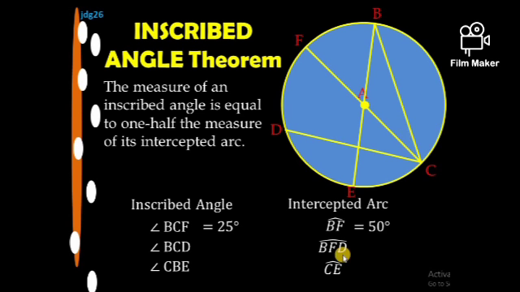Now, let's have another example. Arc BFD measures 120 degrees. So, ito yung arc. At ang inscribed angle niya ay angle BCD. So, what is the measure of angle BCD? And you are correct. Kalahati ng 120 is equals to 60 degrees.